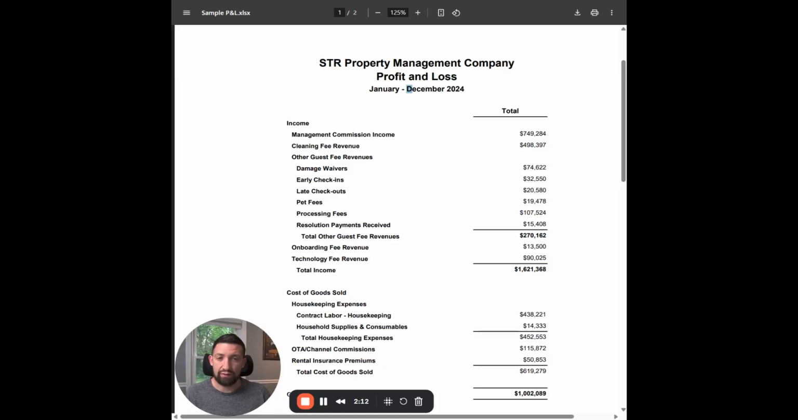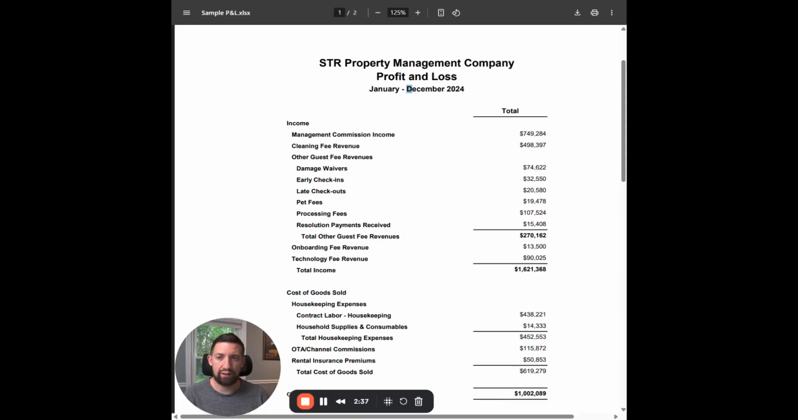Next up is cost of goods sold, also known as COGS. This includes variable expenses, costs that increase or decrease with your booking volume. Here's what's typically included in this section. Contract labor, housekeeping, this is usually your biggest COGS item. This is what you pay for turnover cleans. Supplies, consumables, these are things like toilet paper, dish soap, other restocking items.